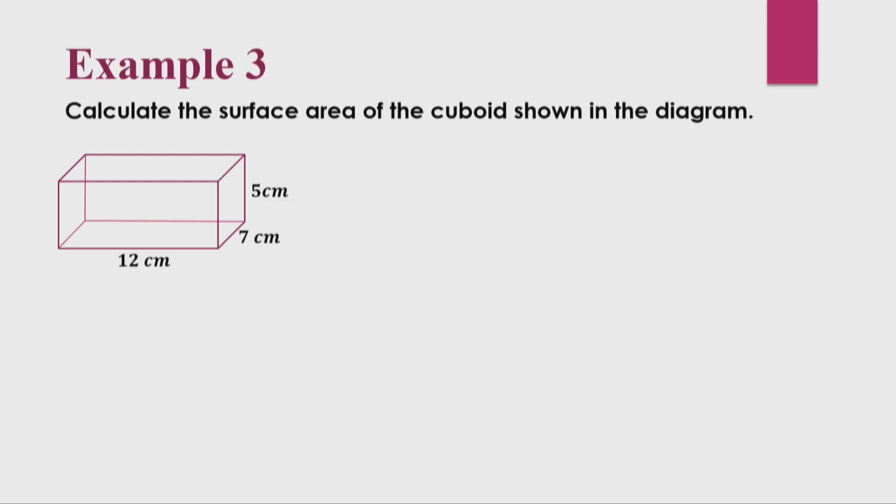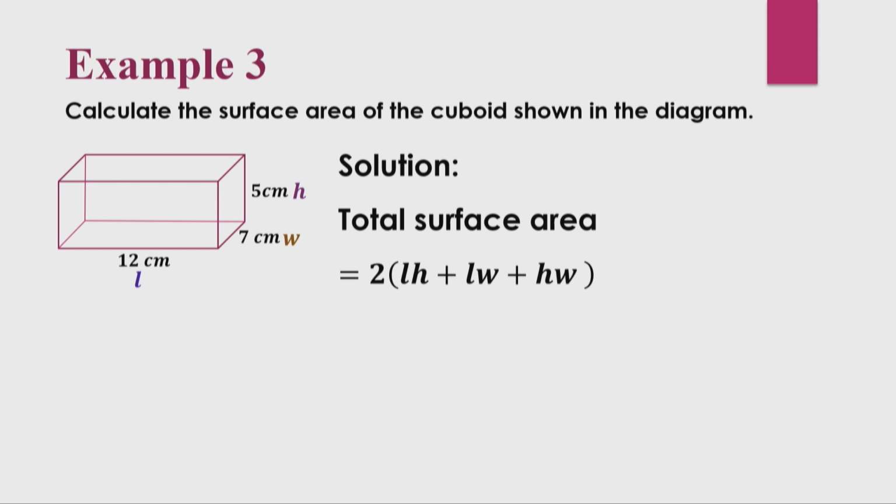Let's look at example 3. Calculate the surface area of the cuboid shown in the diagram. Let 12 cm be L, 7 cm be W, and 5 cm be H. Using the formula for total surface area, 2 into (LH + LW + HW).